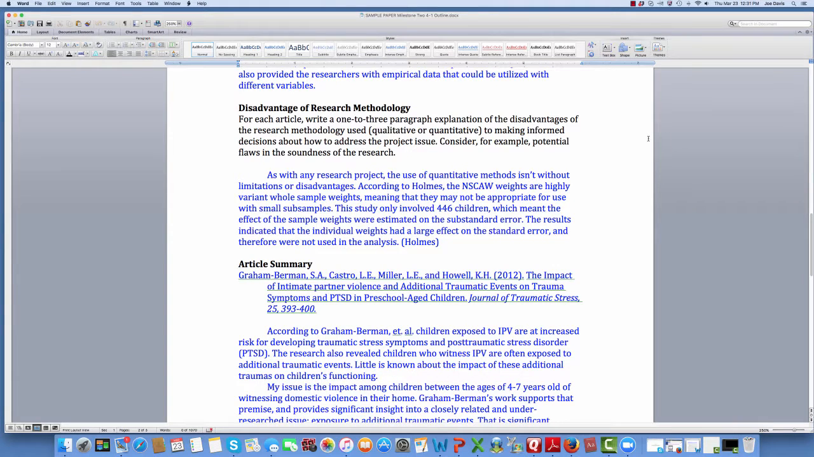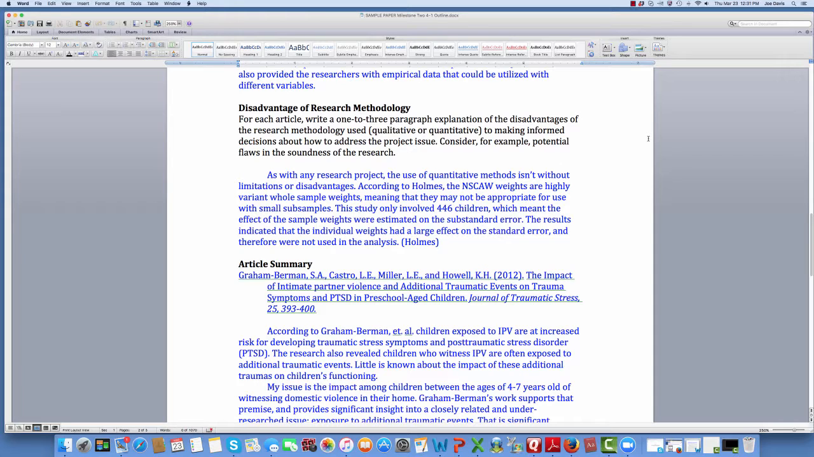The disadvantages of the research methods. As with any research project, the use of quantitative methods isn't without limitations or disadvantages. According to Holmes, the NSCAW weights are highly variant whole sample weights, meaning that they may not be appropriate for use with small subsamples.